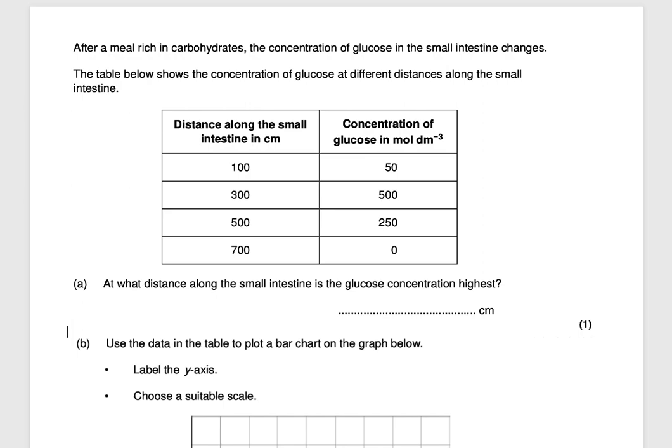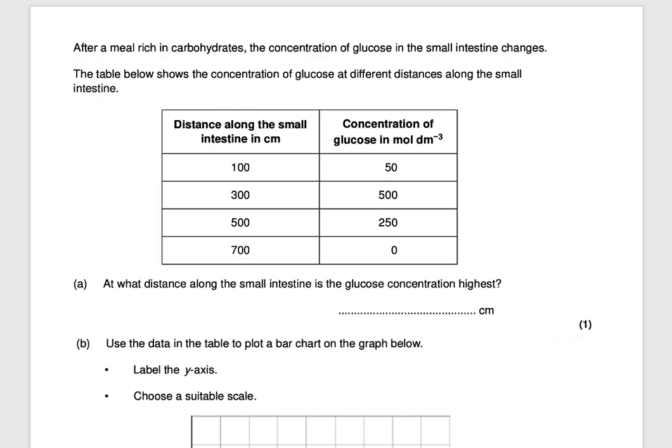Hi everyone, and welcome to our video on some exam questions related to cell organization. Our first exam question states, after a meal rich in carbohydrates, the concentration of glucose in the small intestine changes. The table below shows the concentration of glucose at different distances along the small intestine.